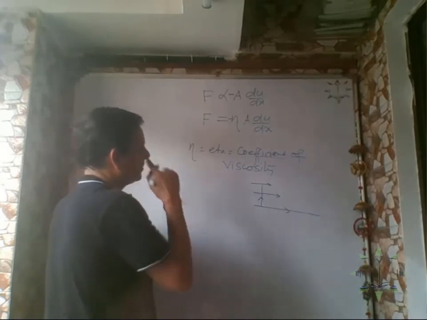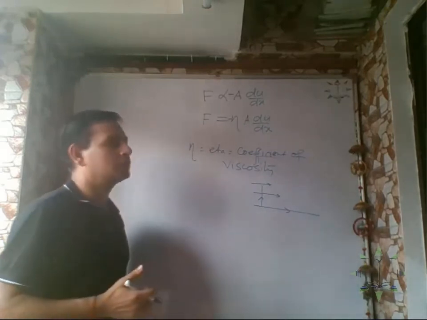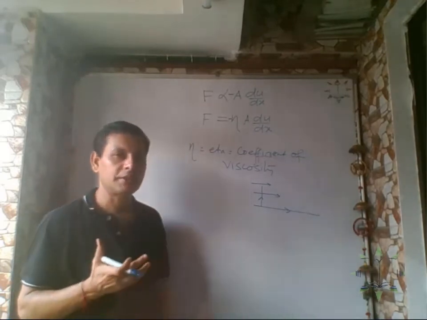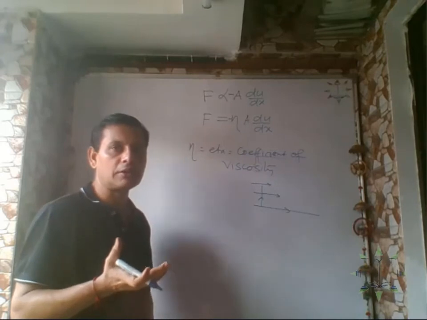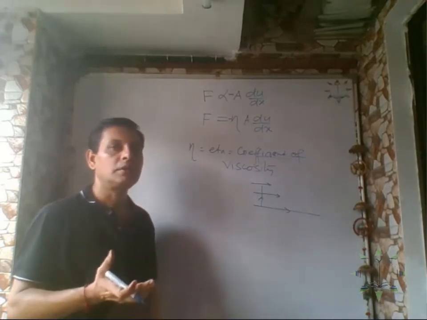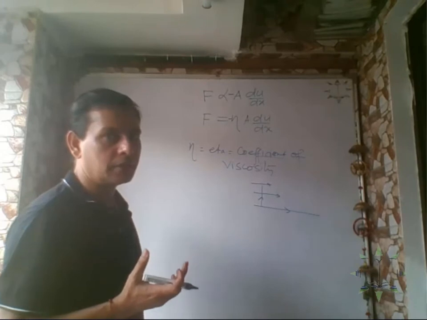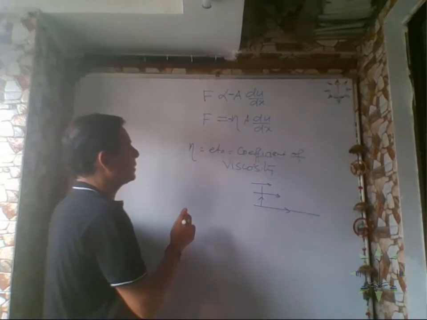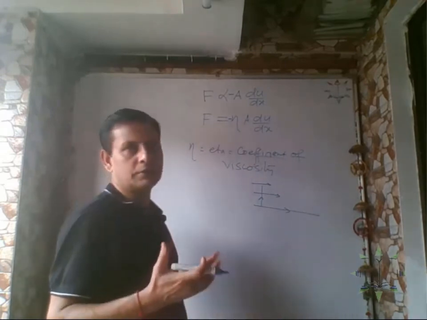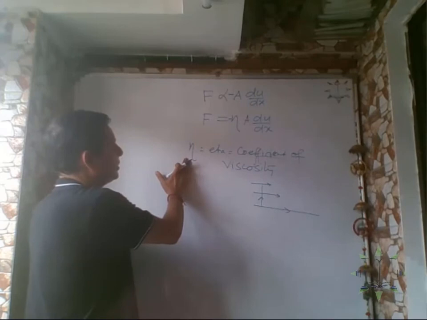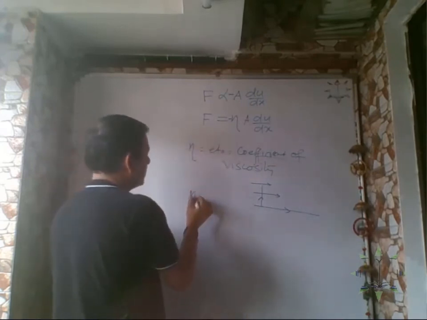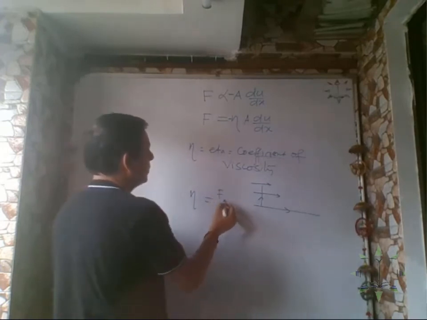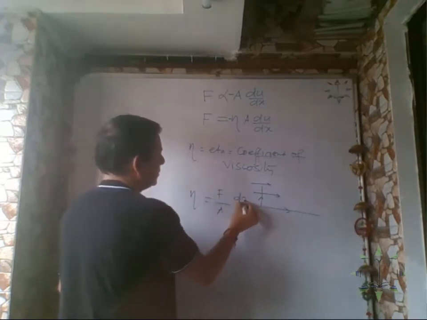Okay. Now, eta depends on what type of fluid you have taken, what type of liquid it is. Suppose you have taken glycerin or alcohol or water, so the property of that fluid determines eta. So what is eta? Eta is the nature of fluid. Okay, it signifies the nature of fluid. So what is the dimension of eta? Eta, if you neglect the negative sign, is F by A into dx by du.